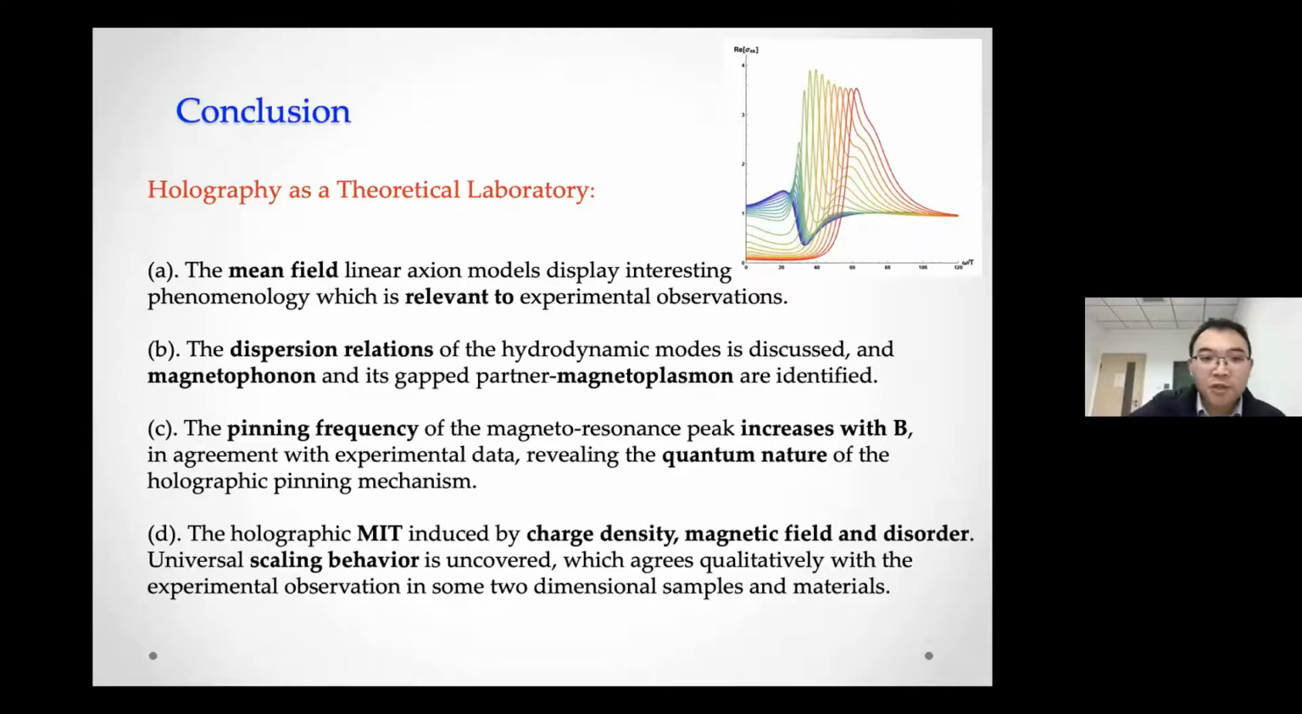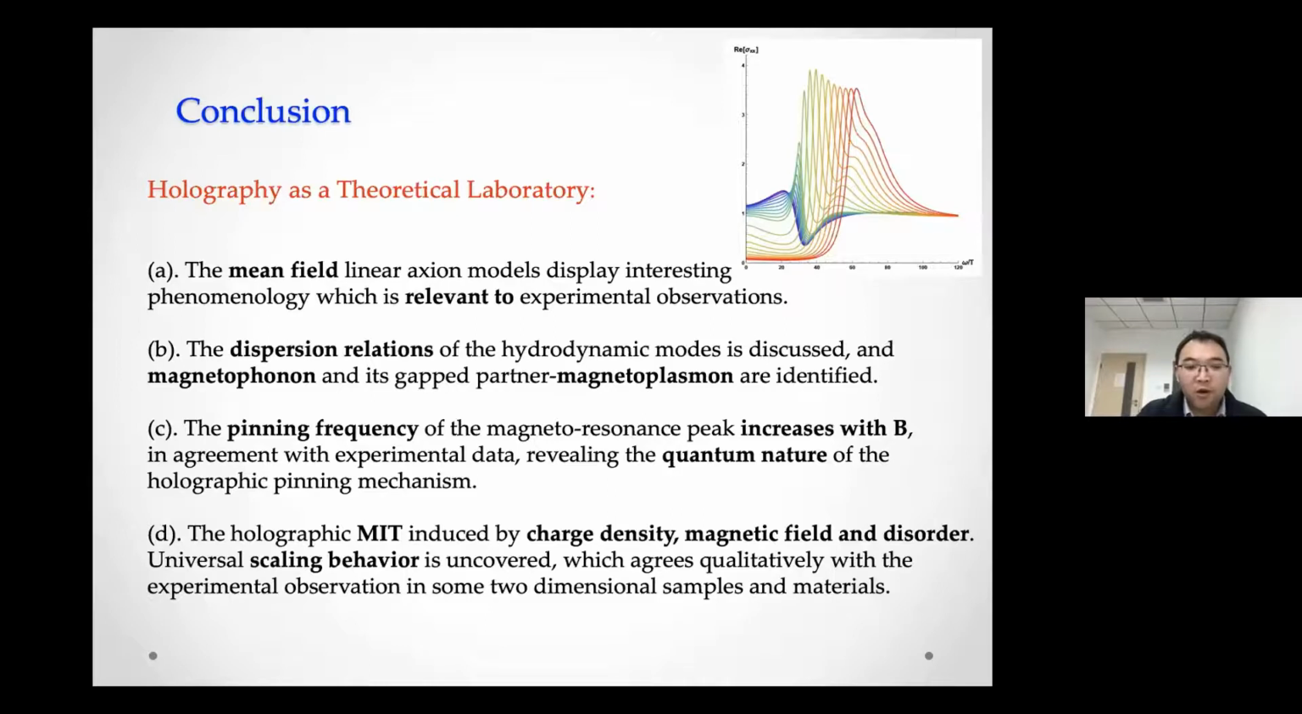So, to conclude, we showed the mean field linear axion model has very interesting results, which are relevant to experimental observations. The dispersion relation of the hydrodynamic modes is discussed, and the magnetophonons and their gapped partner, the magnetoplasma, are identified. We find the pinning frequency of the magnetoresonance peak increases with the magnetic field, in agreement with experimental data, and it reveals the quantum nature of the holographic pinning mechanism.